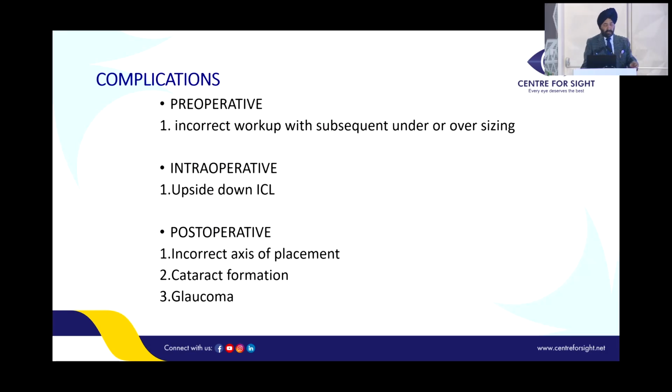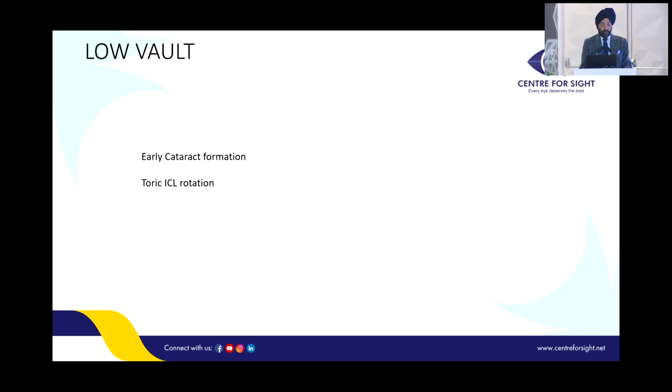Now the complications or problems that you can have: pre-operatively, there could be an incorrect workup, and therefore the size or the power could be different from what you wanted. Intraoperatively, I'll show you that you could actually implant the ICL upside down, and that's going to be disastrous. Post-operatively, incorrect axis of placement, cataract formation or glaucoma can happen early. Low vault, early cataract formation, and toric ICL rotation. That means that if the lens is small, it will tend to rotate.